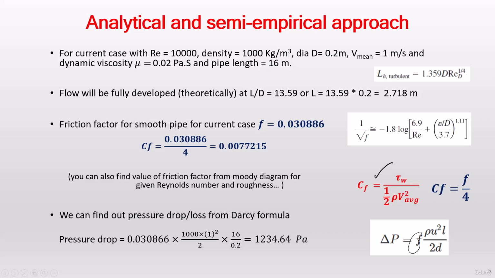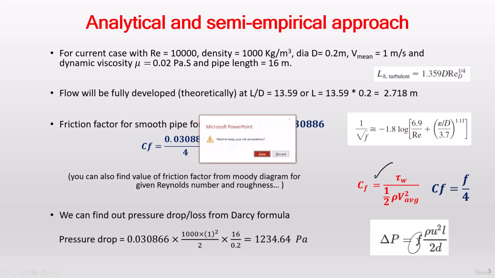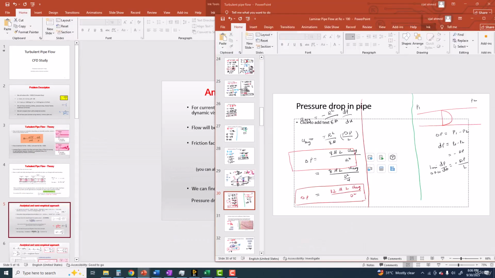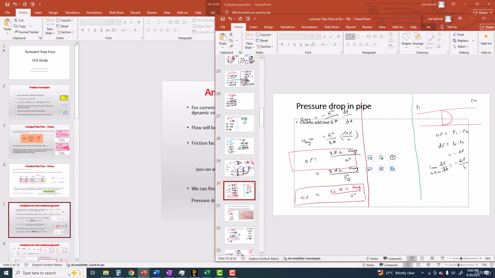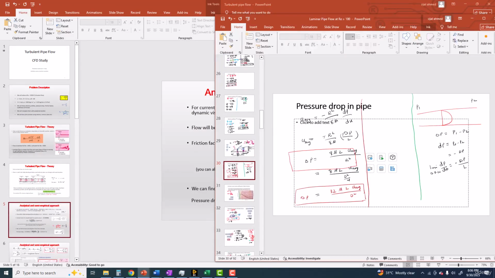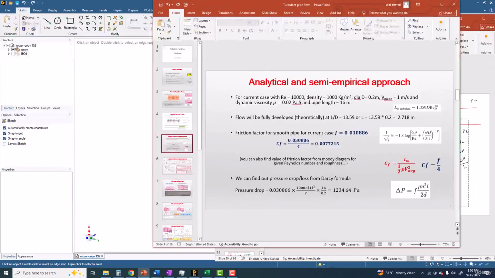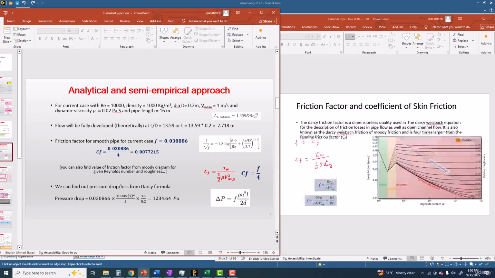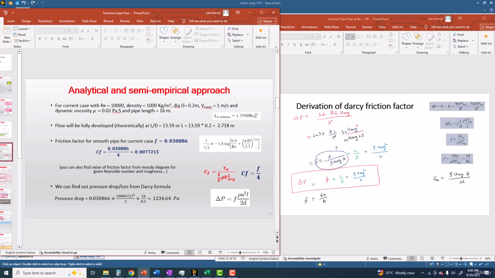So delta P is the same as we have discussed in the laminar pipe flow case. Let me show you. In laminar pipe flow, the formula we had was delta P equal to 32 mu L U average upon D square. So this is actually the same. What we change here, if you take a look, this is the same.